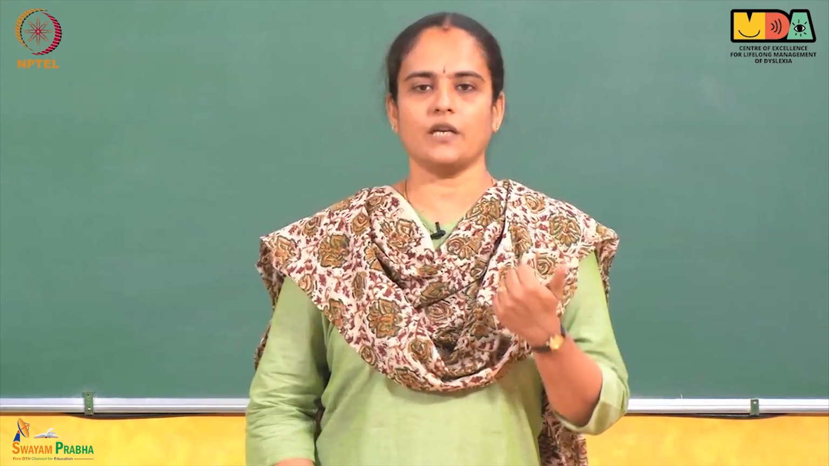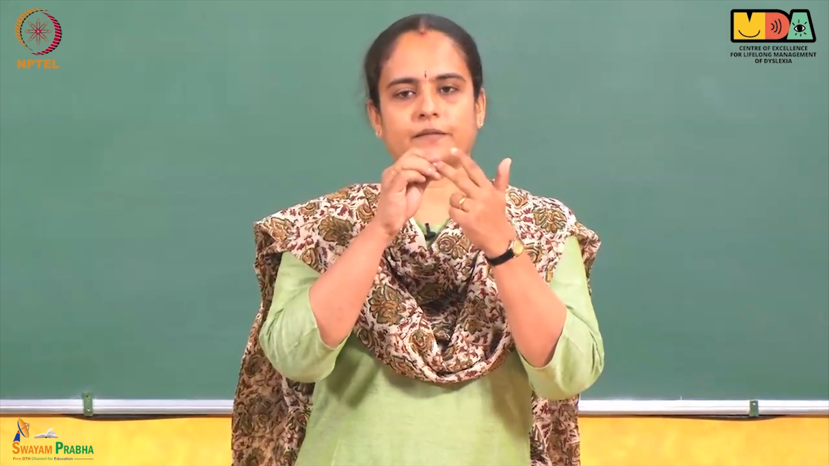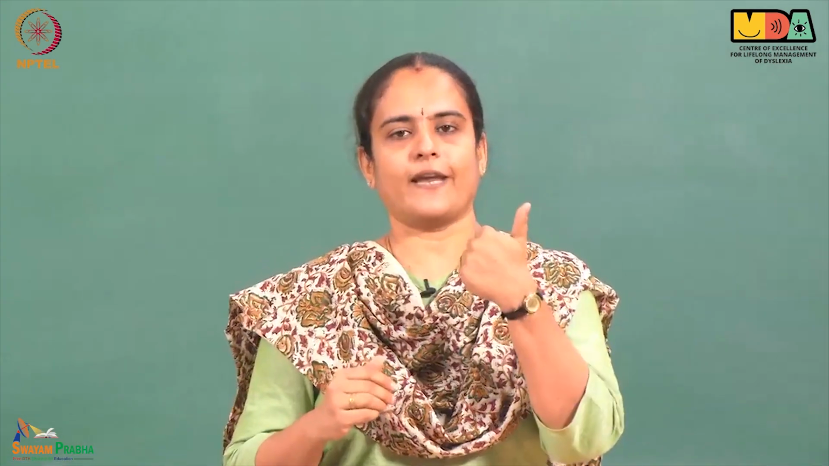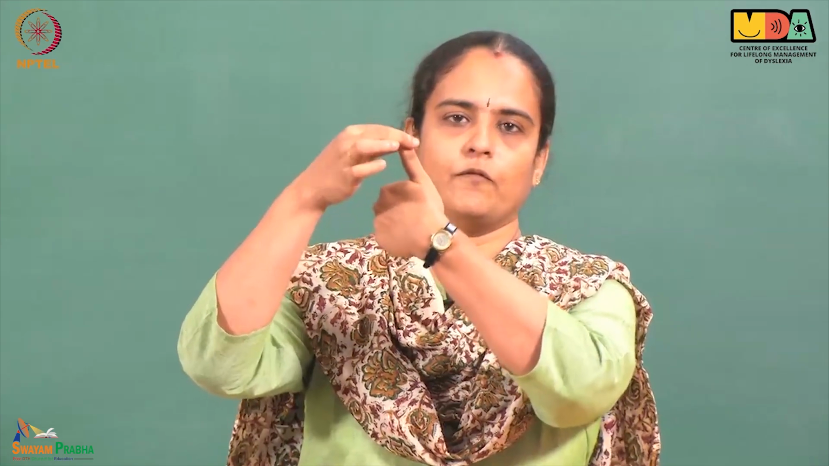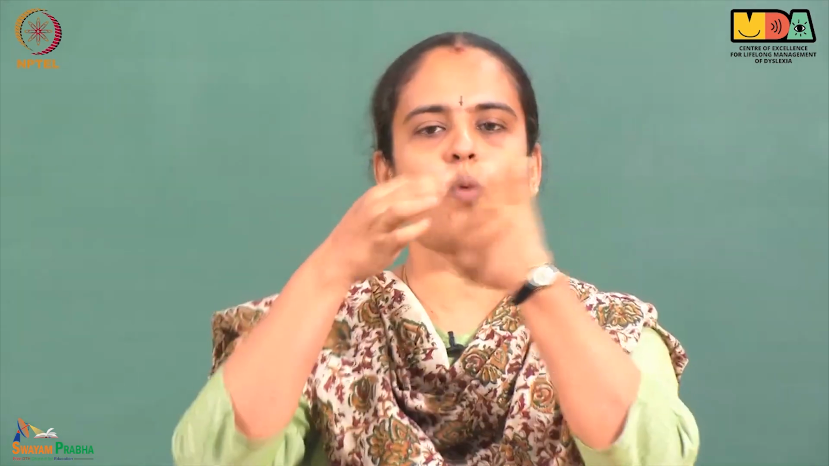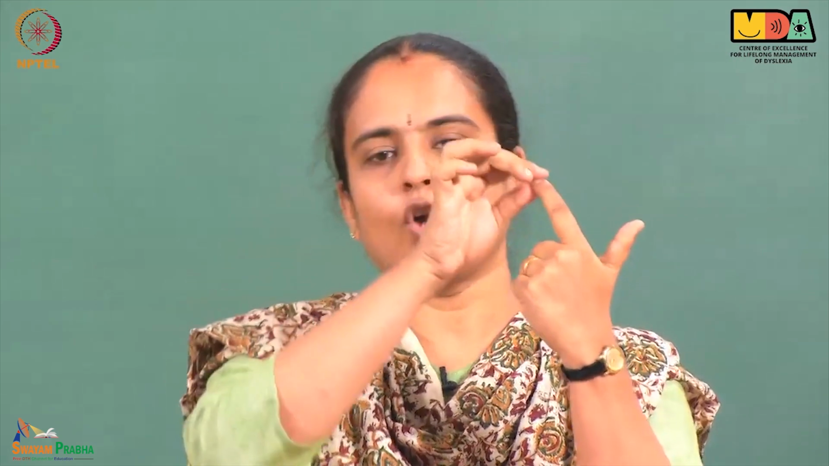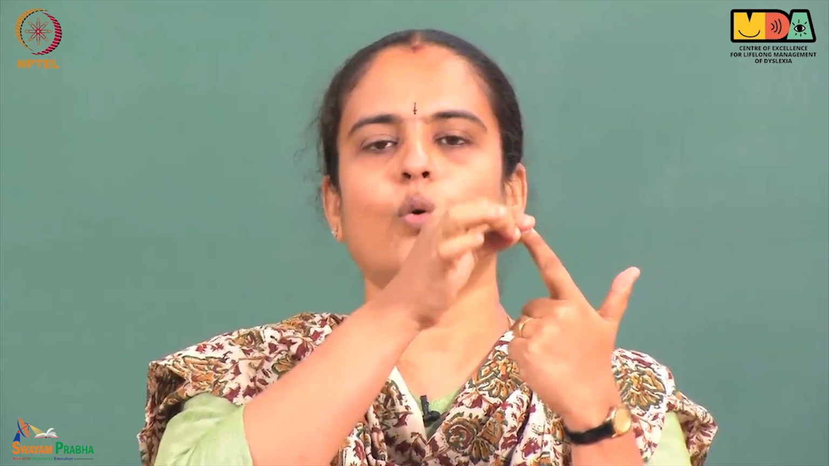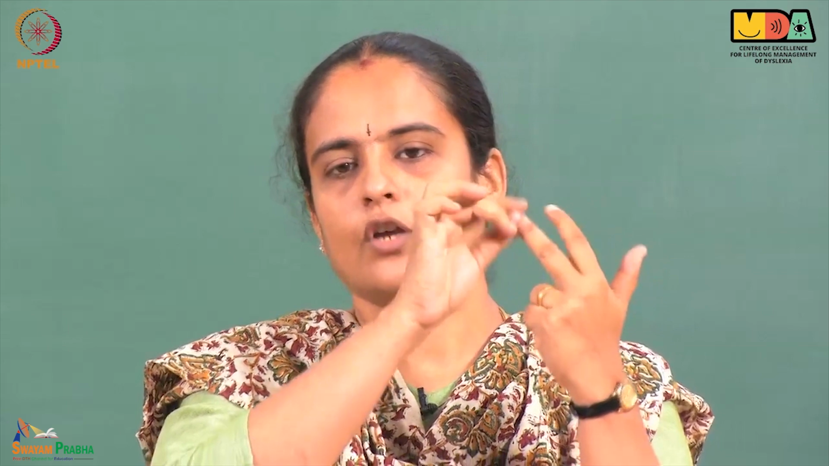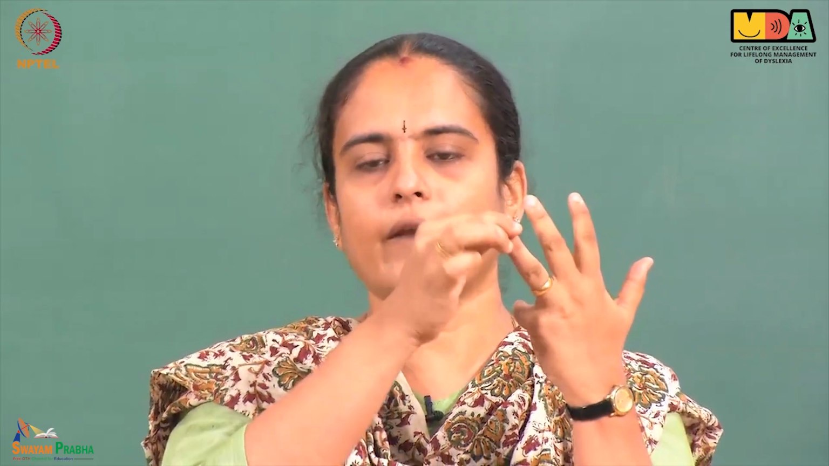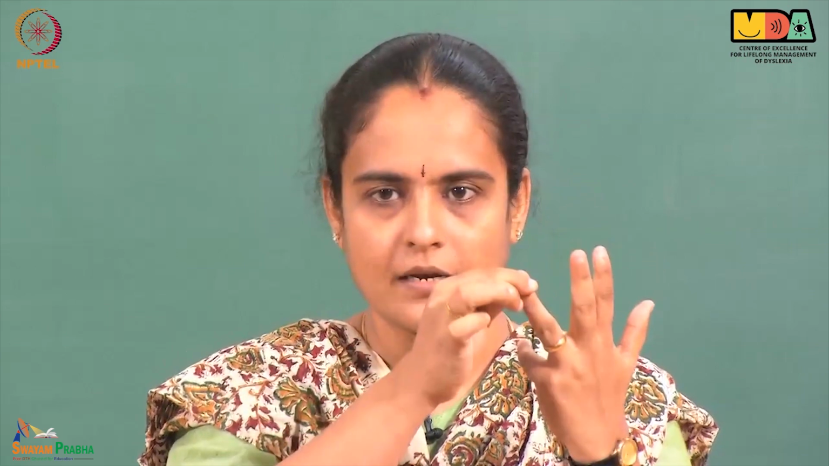The first thing you have to do is fix up the question words on your fingertips. Say for example, the thumb will have who or what, your forefinger will have doing what, your middle finger will have where, your ring finger will have when, and the little finger will have the question why, and your palm would have the question word how.